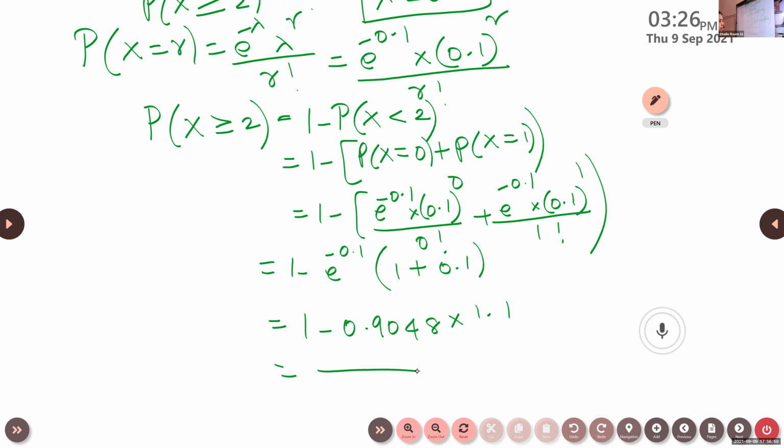What is the answer, Aishwarya? 0.00472. 0.047. Aparna, is it correct? Femina, is it correct? Yes, ma'am.